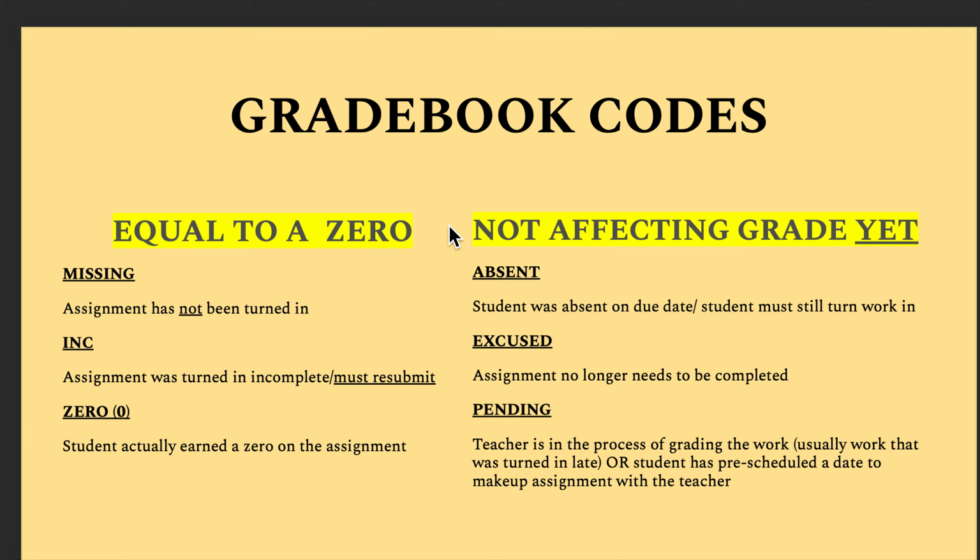Over here on the right side, these are codes that are not yet affecting the grade, and yet is the key word. So absent means a student was absent on the date the assignment was due and they were not able to turn it in, but it does indicate that the student must still turn the work in. Each teacher has their own deadline for absent work. Please look in their syllabus for those deadlines. If the absent work has not been turned in by that teacher's deadline, the absent will turn to a missing or a 0 for that assignment.